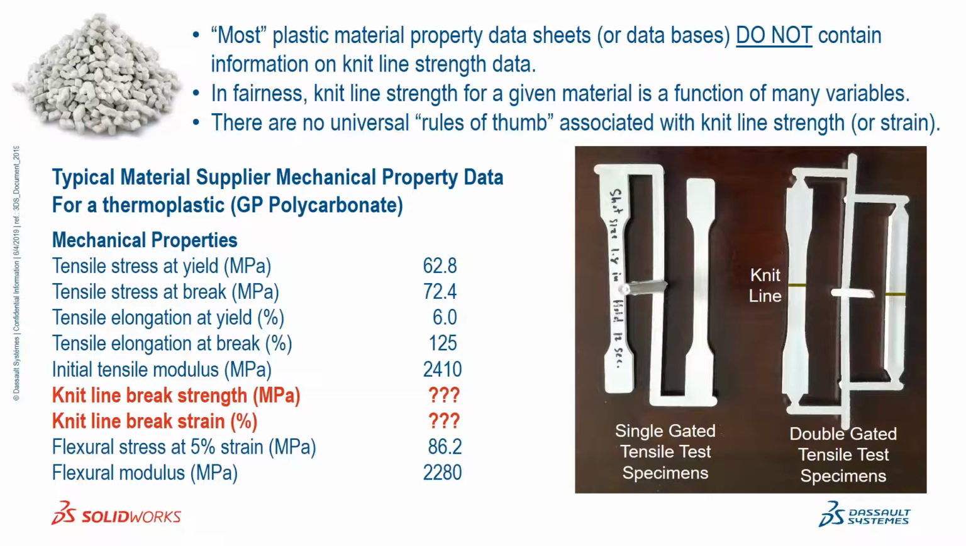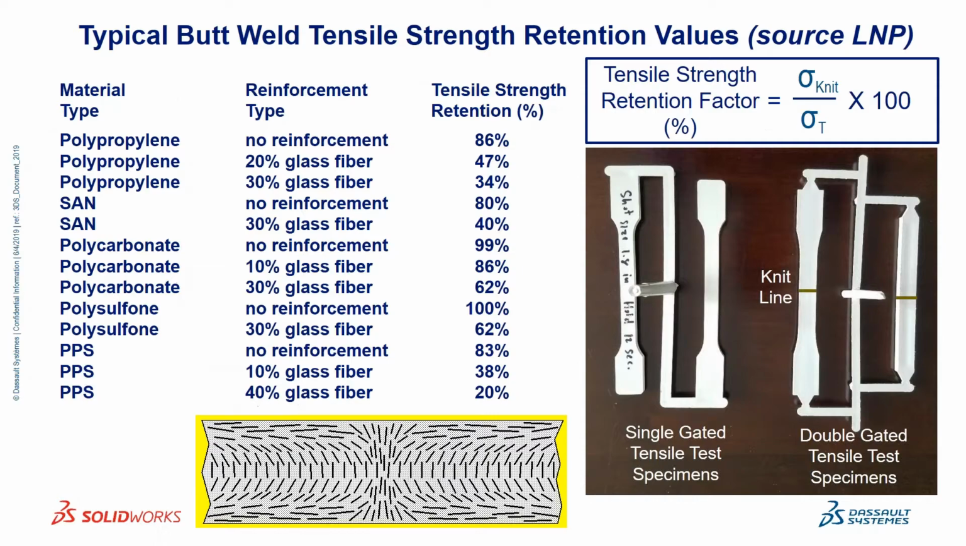And there really are no rules of thumb that say the weld zone is 30% weaker than the zone without a weld. There just are no rules of thumb like that, at least in my opinion. So you really need the actual data itself. And here's an example of some material supplier weld strength data that was generated on a series of different plastics, most of which are glass fiber reinforced grades.